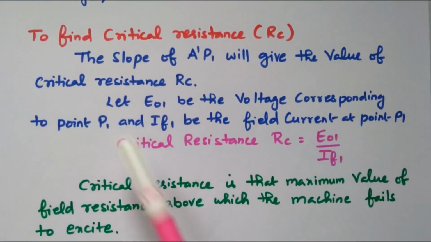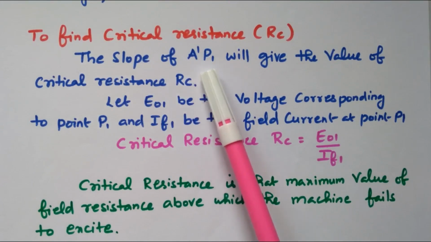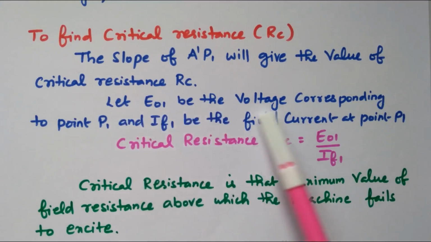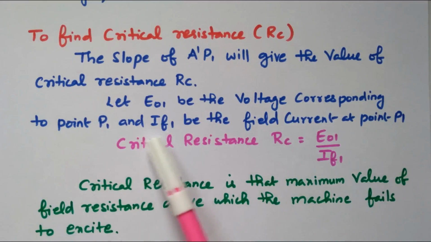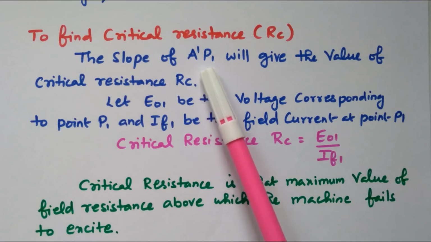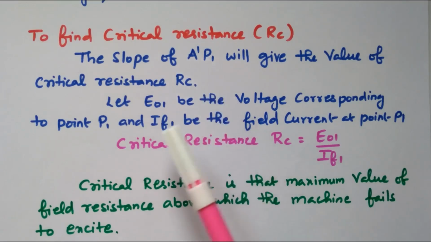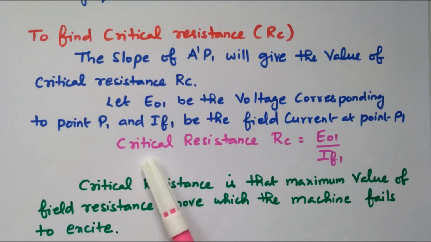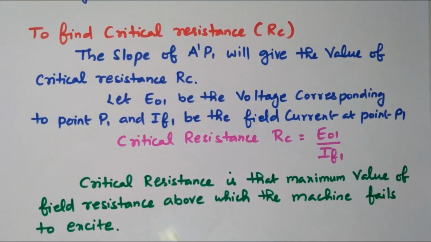What is critical resistance? The slope of A1 A dash P1 will give the value of critical resistance RC. Let E01 be the value corresponding to the point P1 and IF1 be the field current at point P1, right? The corresponding values are E01 and IF1, so E01 divided by IF1 will give the critical resistance. Critical resistance is the maximum value of the field resistance above which the machine fails to excite. It is a maximum value. If the resistance increases above this value, the machine will not excite, right?